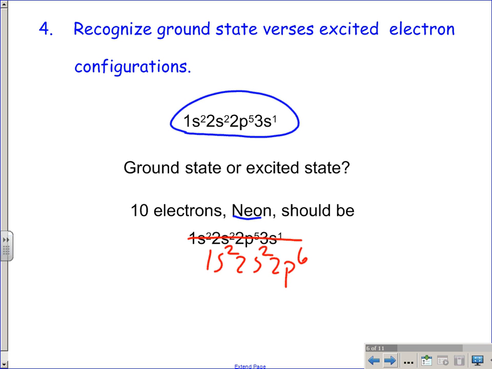So if it's 2p5, 3s1, then we've promoted one of these p electrons up to a higher level s, and that's going to give us, instead of 6 in that p, only 5, and that one got promoted up, so it's going to be that. Remember, this could have been anything. I could have jumped it up to the ninth level s. That's still going to be an excited state, not a ground state situation. So it's ground state, not excited state, because 10 electrons is neon. That should be 1s2, 2s2, 2p6.